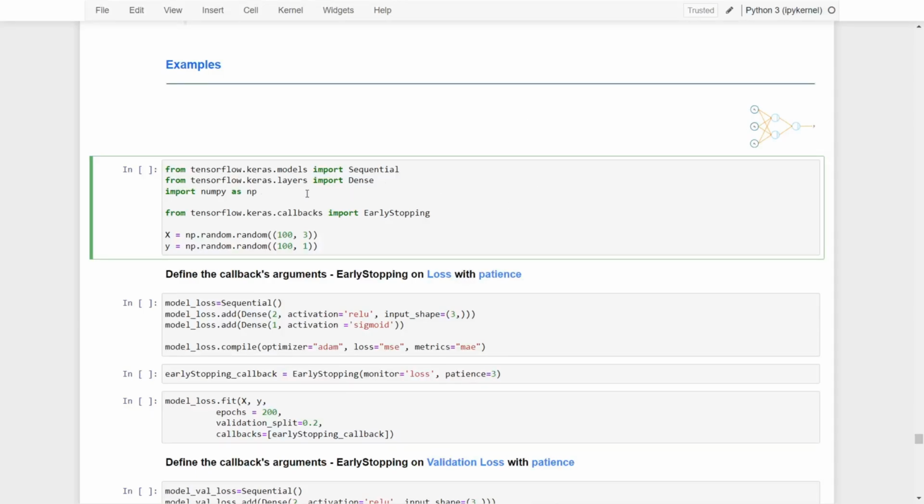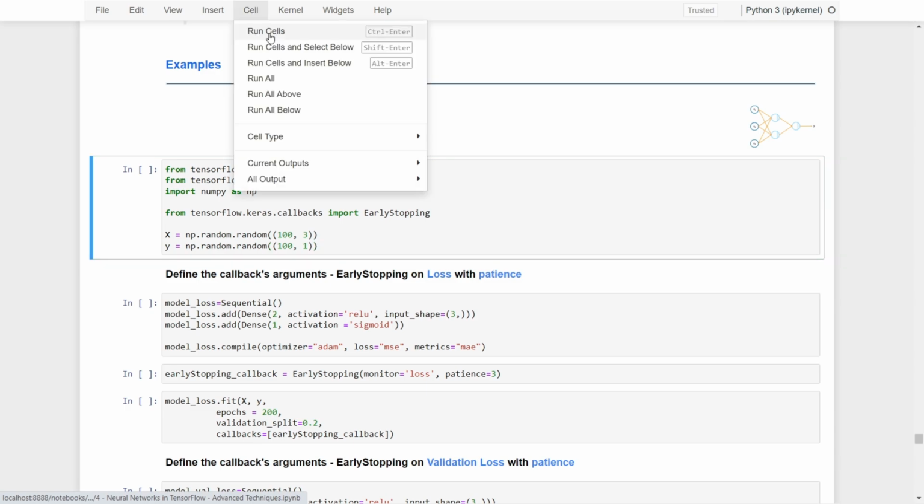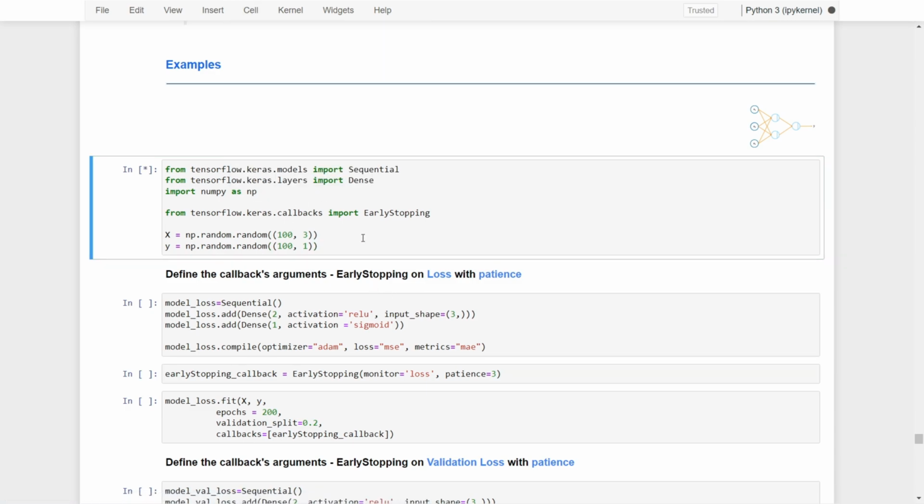Now, let's take a look at the example. First things first, we are going to import the Sequential model, import the Dense layer, import NumPy, and then from the callbacks, we are going to import EarlyStopping. And again, we use this simple network as an example. We have 3 inputs and 1 output. We use the random functions to pick up some random numbers. Now just run this.